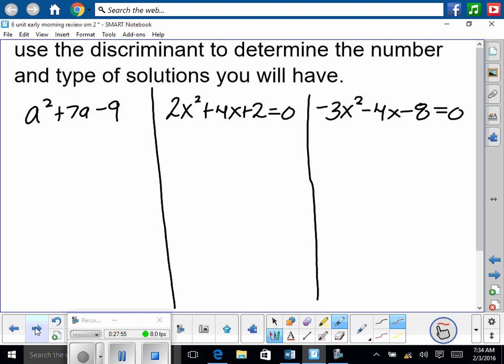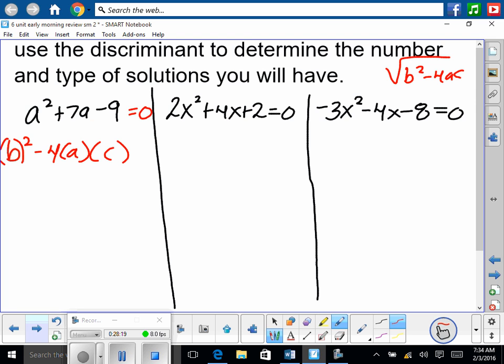Okay, so now use the discriminant to determine the number and type of solutions you have. So first of all, make sure it's set equal to 0, and then we'll find the discriminant, which is just b squared minus 4 times a times c. If you know the quadratic formula, you know your discriminant, because remember it's under the square root, right? B squared minus 4ac. Okay.